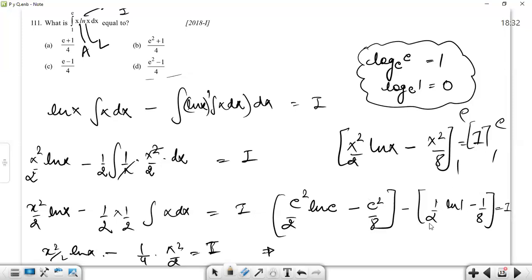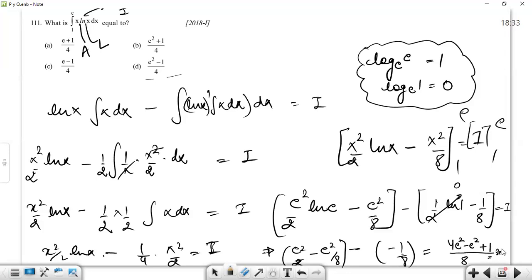So logarithm of 1 is 0. So this has become 0, and this has become 1. So simply e square by 2 minus e square by 8 minus of minus 1 by 8. Now after taking LCM as 8 here, so 4 of e square minus e square, then plus 1. So this becomes 3 e square plus 1, which is not equating to any of the given options. It looks like we have made some mistake in the calculation.